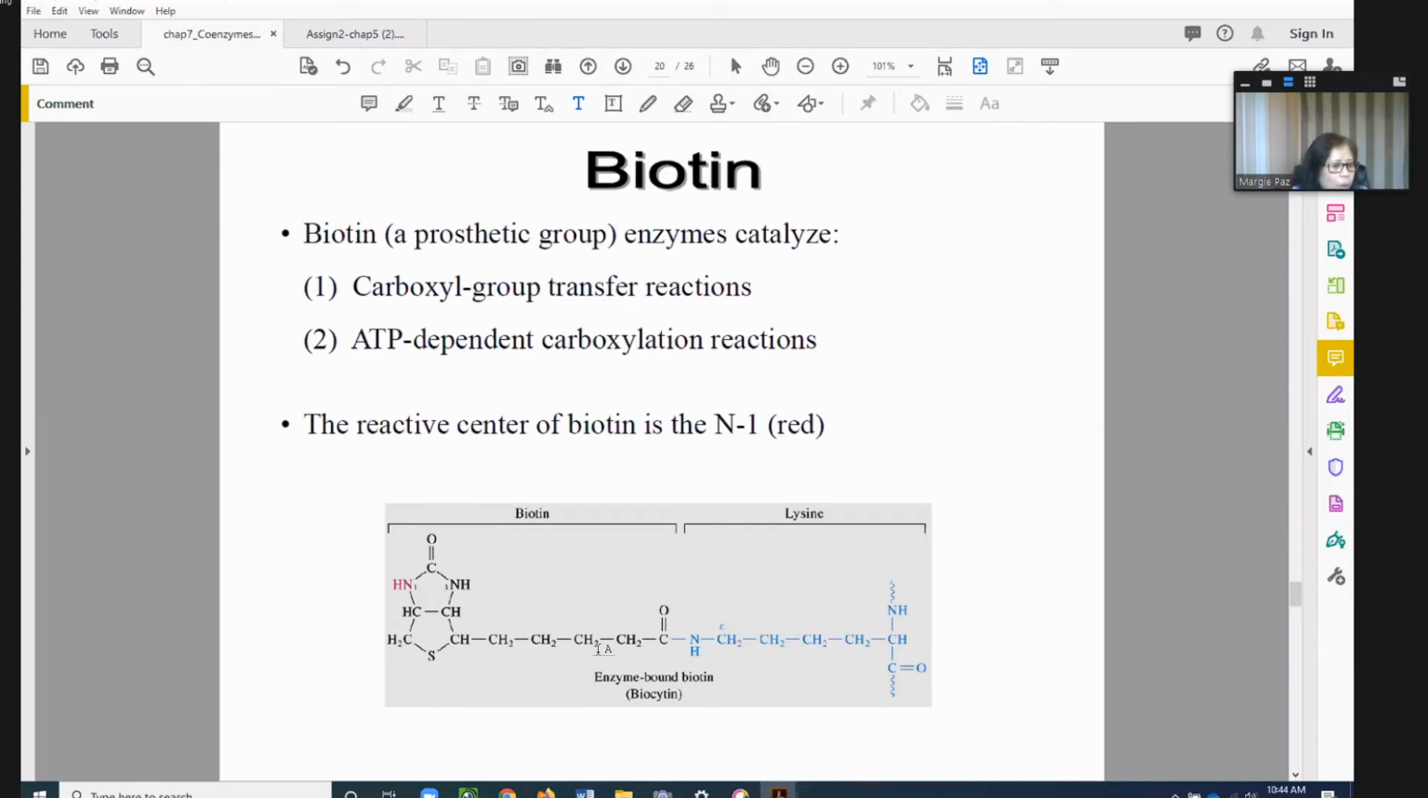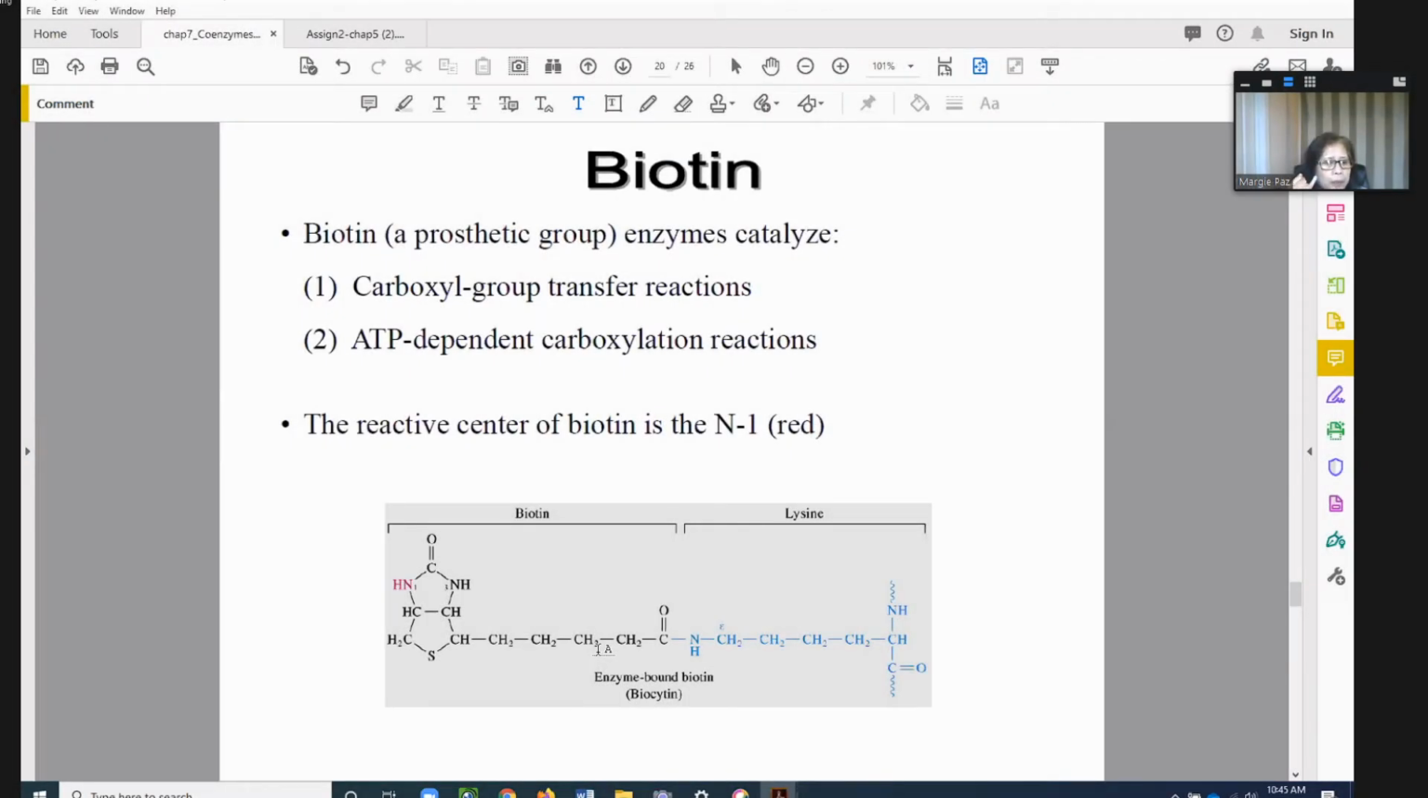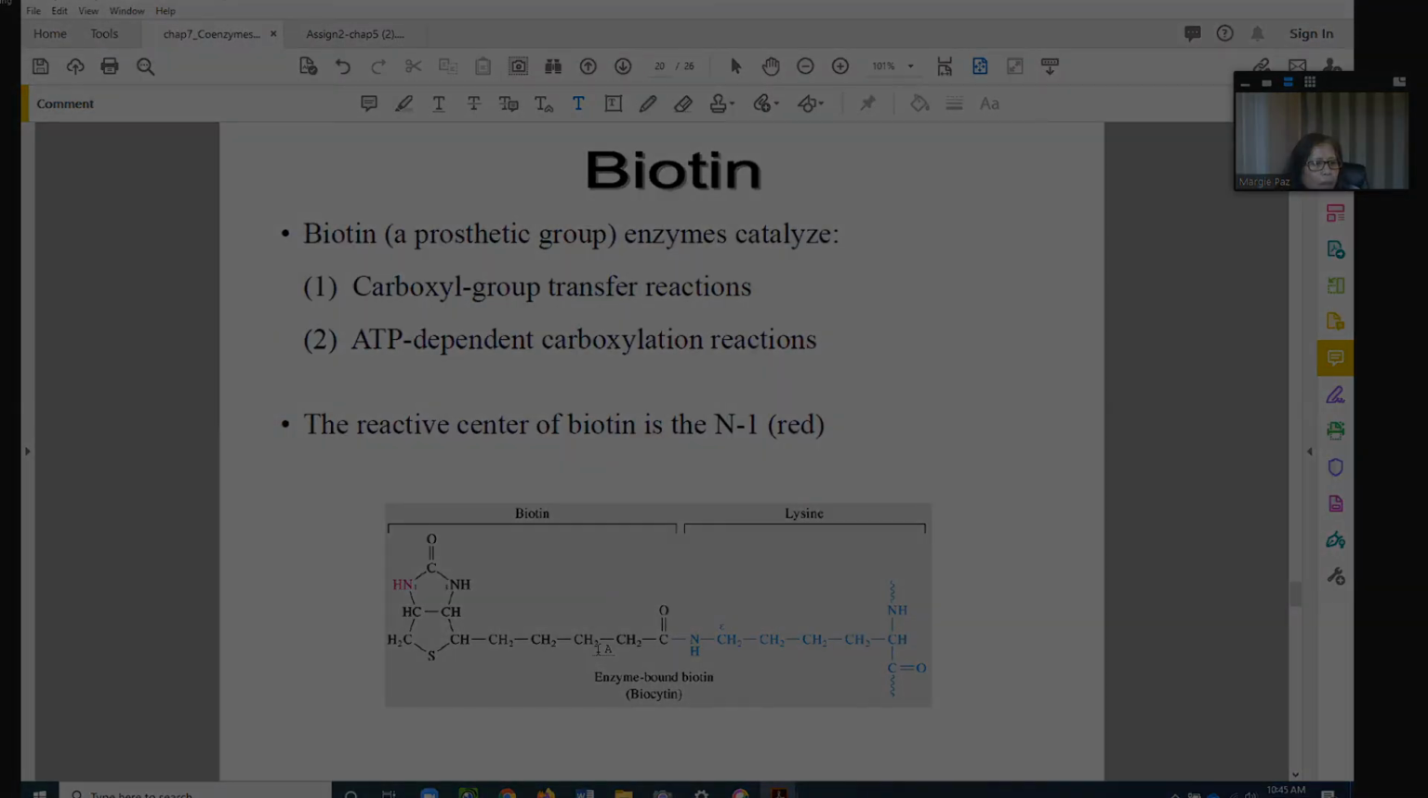The role of biotin: it is a prosthetic group of enzymes that catalyze carboxyl group transfer reactions and ATP-dependent carboxylation reactions. So this biotin can be an intermediate carrier of a mobile carboxyl metabolic group. Hang in there, we have three more.